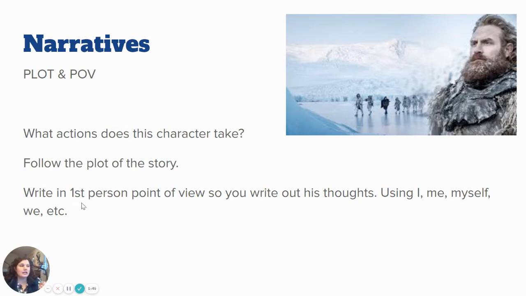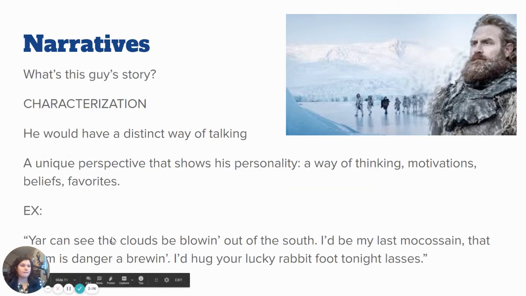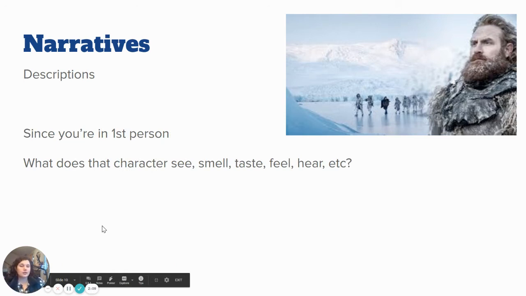So when you're writing a narrative, I'm going to ask you to specifically write a narrative in first person point of view. So if we're writing a narrative and we're imagining that we were this gentleman, we would write out things like his thoughts. And in his writing, you would be using words like I, me, myself, we, are, that kind of thing. Descriptions. So since we're writing in first person, you're going to also include what does that character see, smell, taste, feel, hear, etc. So you're building the universe that he sees.